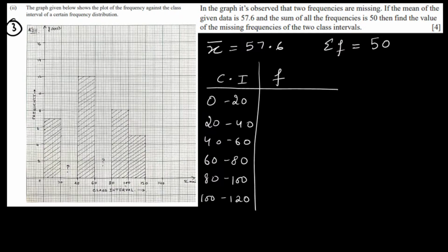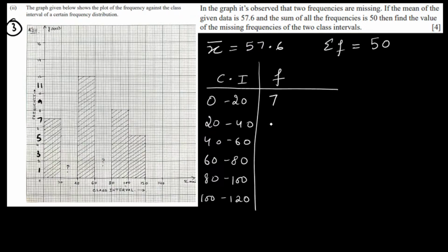Now we can write the frequencies. What is the frequency of 0 to 20? If you see from the graph, this is 0, 1, 2, 3, 4, 5, 6, 7. So like this you can see. From the graph, the frequency of 0 to 20 is 7.